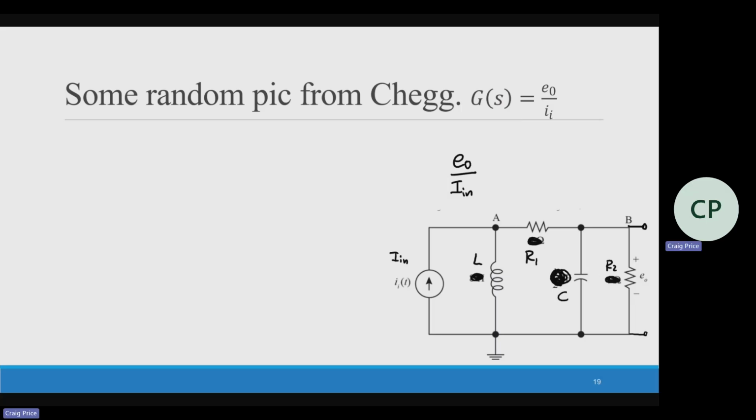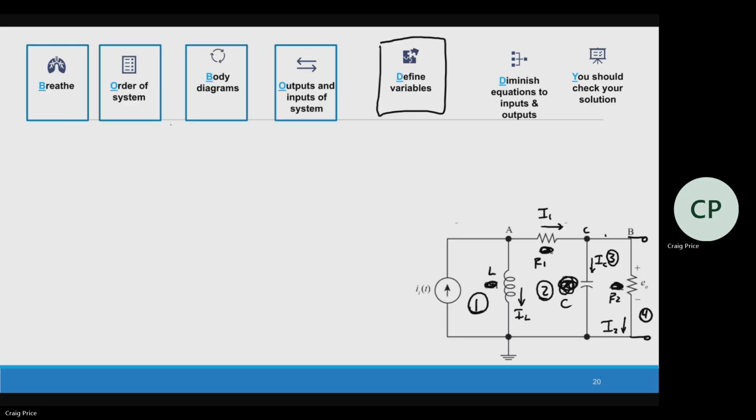Anyone choosing impedance or the traditional loop method? Maybe it's kind of mixed. What is the order of the transfer function we're trying to find? Second. I have one inductor and one capacitor, so it's going to be second order.